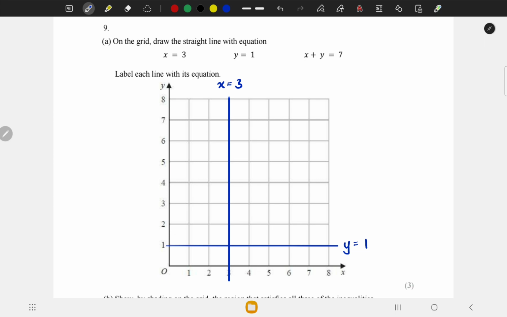And in the last case, they're asking us to draw x plus y is equal to 7. So there are multiple ways of going about this.